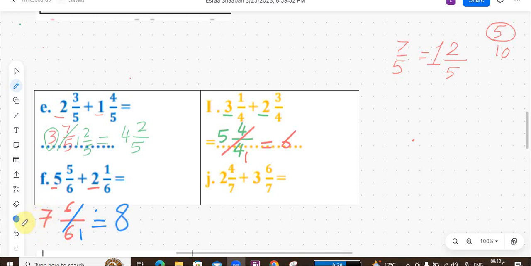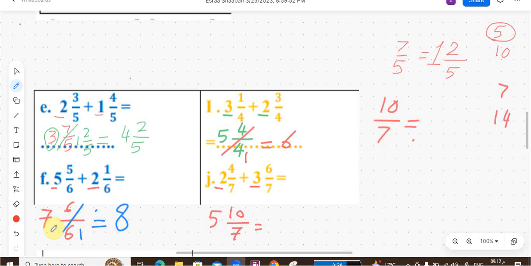Okay, letter G. 2 and 4 over 7 plus 3 and 6 over 7. So add the wholes together. 2 plus 3 equals 5. And fraction with fraction. 4 plus 6 equals 10 over 7. Uh-oh, this is improper. So I need to convert it to a mixed number. Okay? I will write table 7: 7, 14.